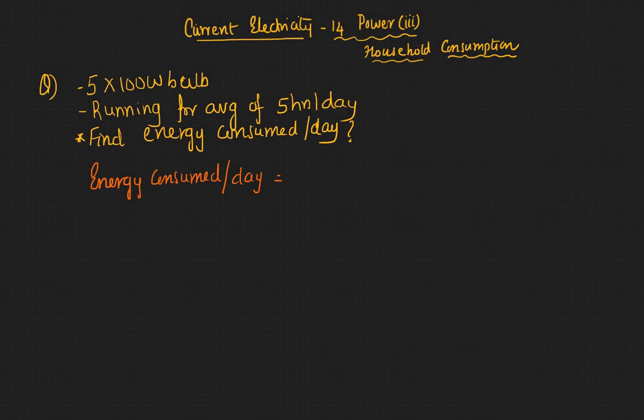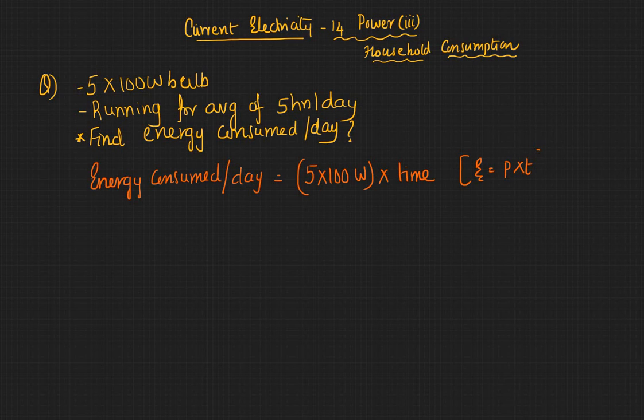So the energy consumed per day is 500 watts into time. So, energy is power into time. From the definition of power, power is work done by time. Here it's energy consumed instead of work. So that's equal to 500 watts, which is joules per second, into time, which we have per day.